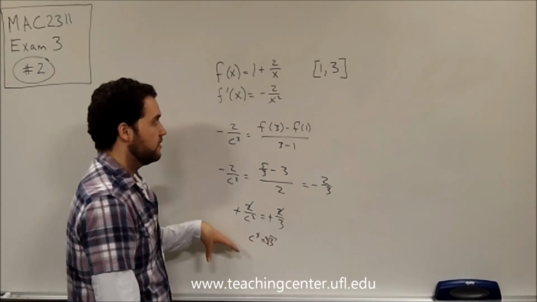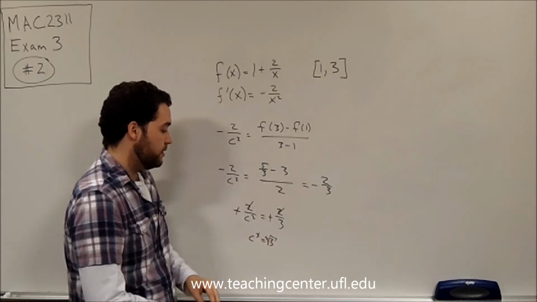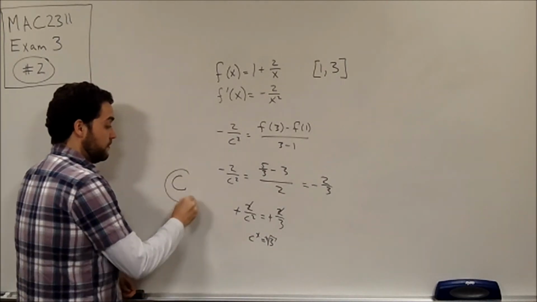But the c that's guaranteed is the c that's inside the interval. So therefore, the negative clearly isn't our answer. So it's only going to be the square root of 3, which is the guaranteed c. And that's answer choice C. And that's it.